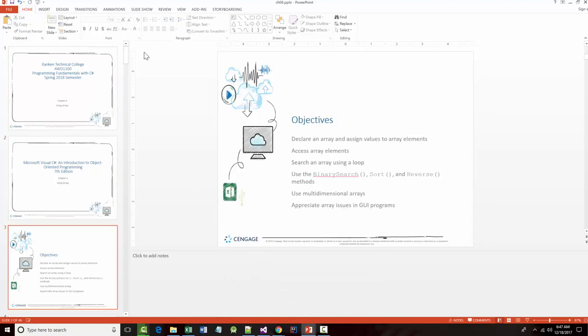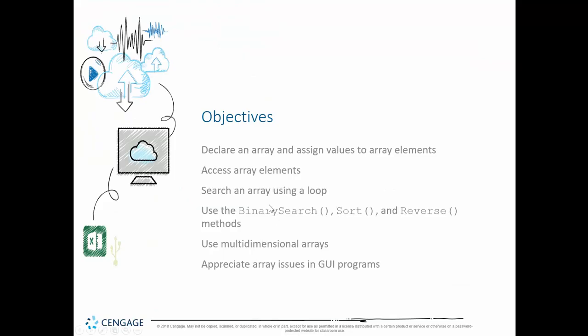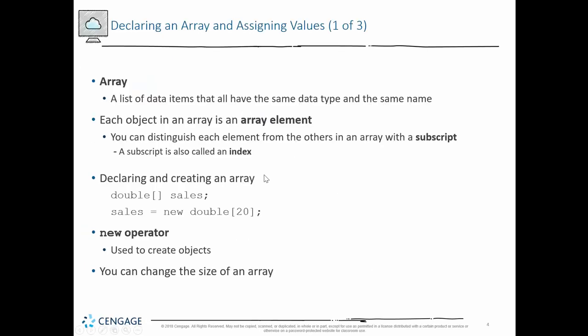So, our objectives, as you can see right here, because I'm going to keep breaking back and forth from here and then going out and taking a look at stuff, etc.: declare an array and assign values to array elements, access array elements, search an array using a loop, use the binary search, sort, and reverse methods, use multi-dimensional arrays, appreciate array issues in GUI programs.